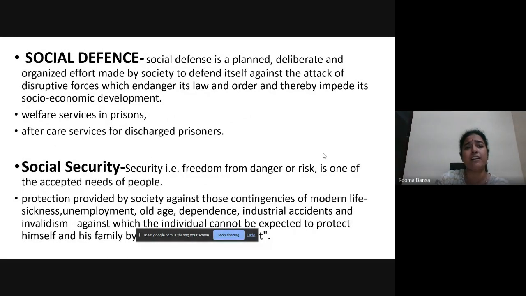Next point is social defense. What is social defense? Social defense is a planned, deliberate, and organized effort made by society to defend itself against the attack of disruptive forces which endanger its law and order and thereby impede its socio-economic development. Here, we can take the example of human rights. We can take the examples of welfare services in prisons, and aftercare services for discharged prisoners. Have you heard about the education system in jail?